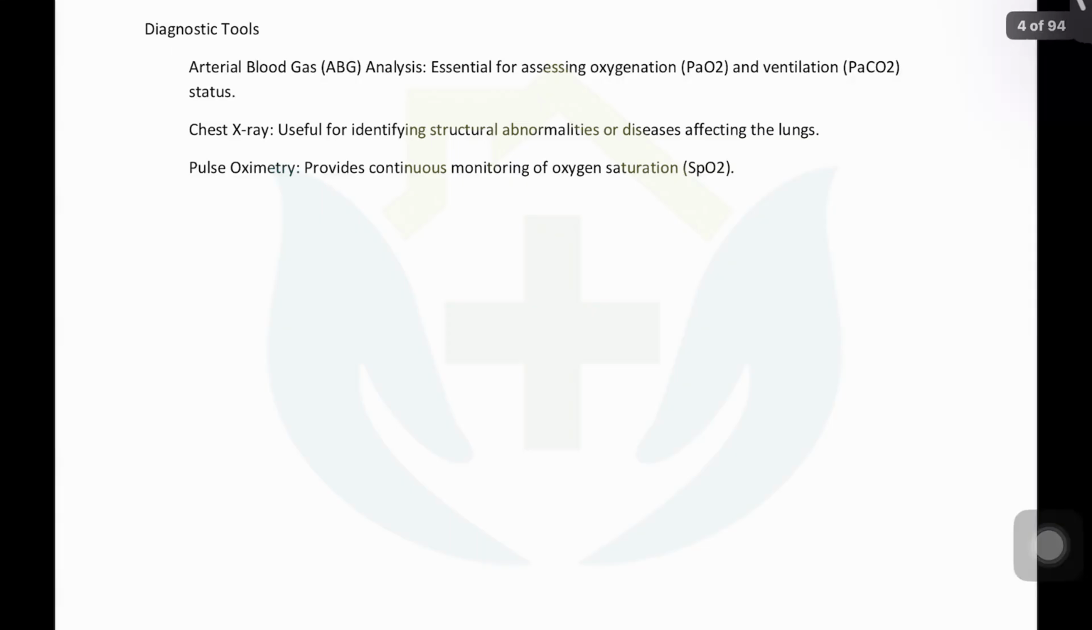Today, I don't know why the research is not happening to that level that they can tell you about the carbon dioxide saturation of the blood, but oxygen saturation can be told by a pulse oximeter. Then, of course, ABG is there to evaluate oxygen and carbon dioxide.